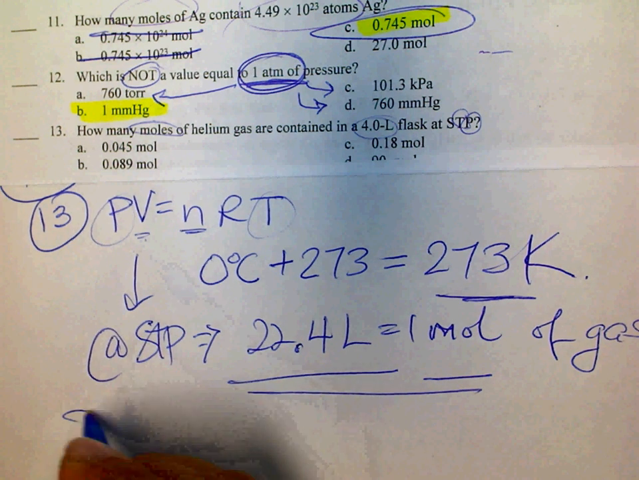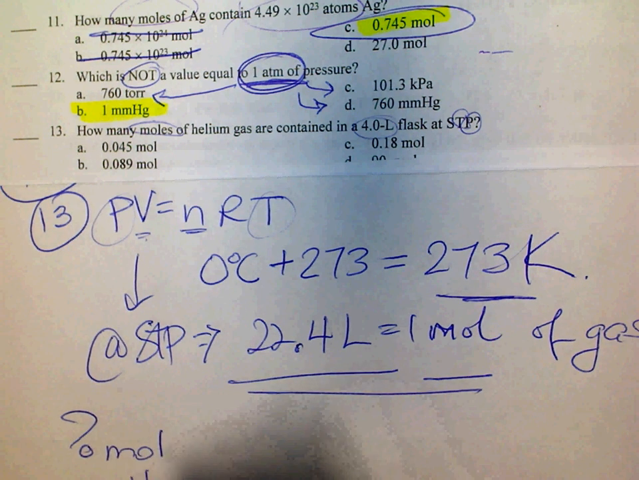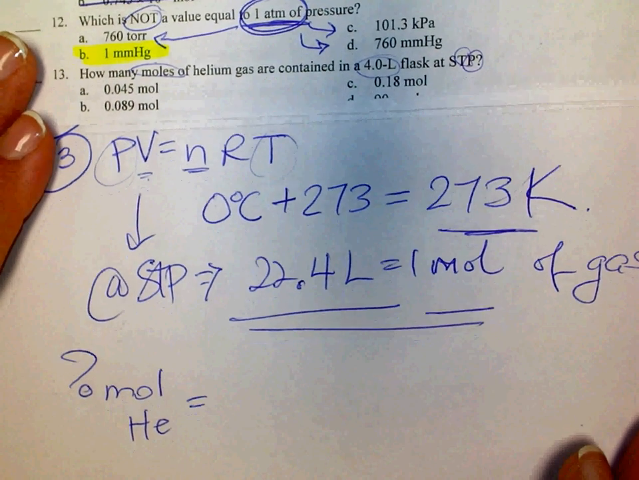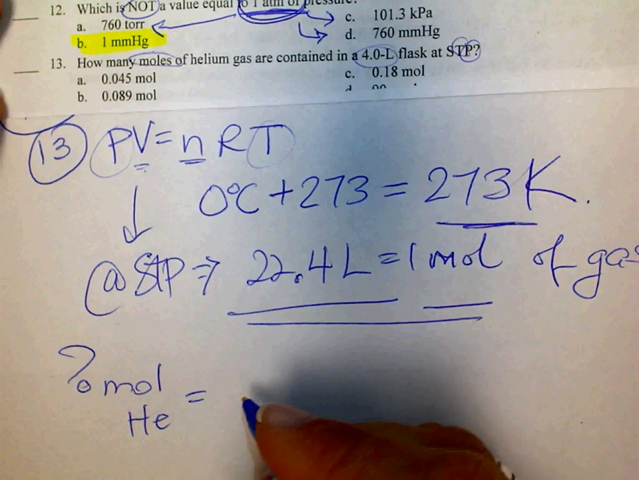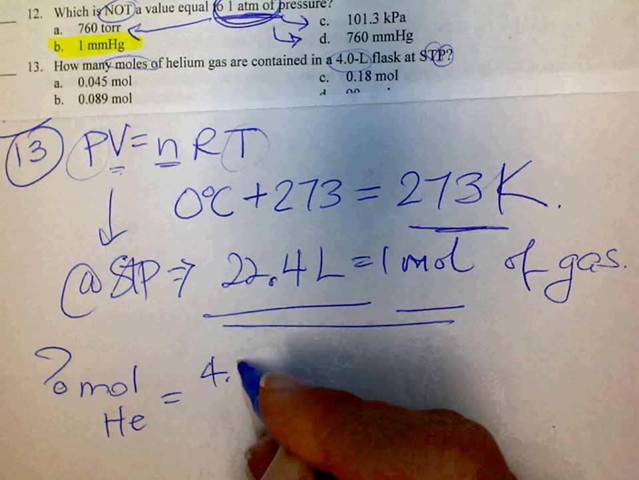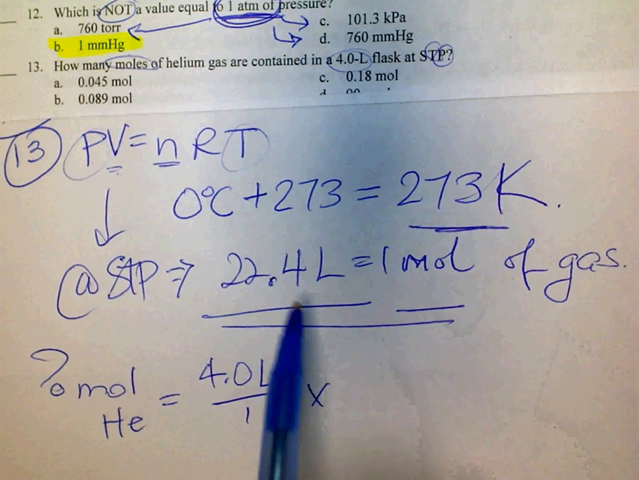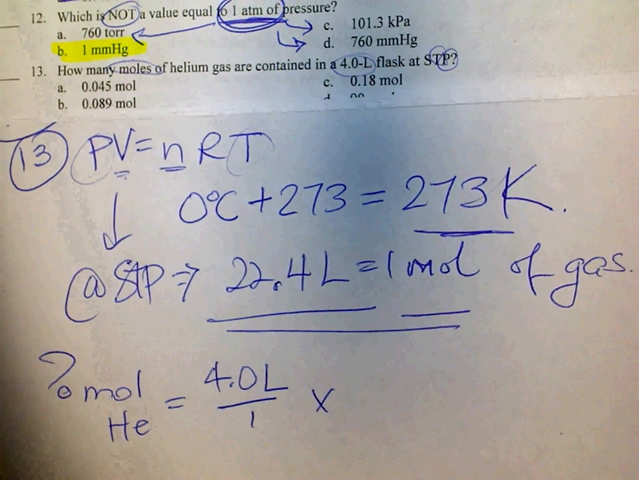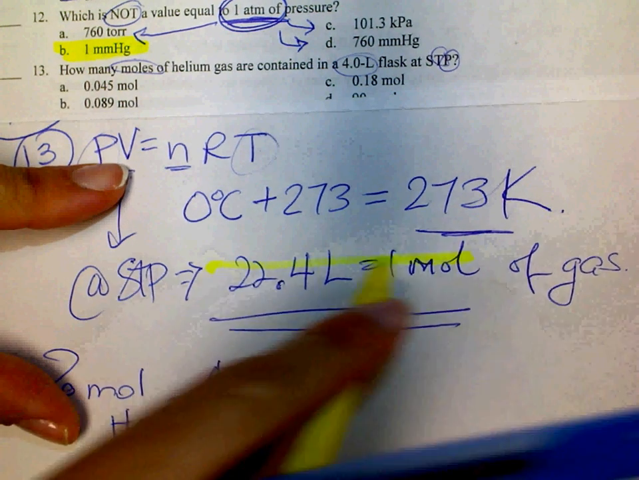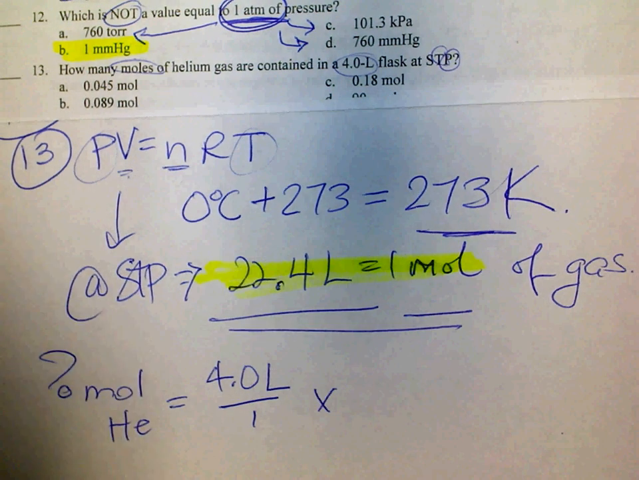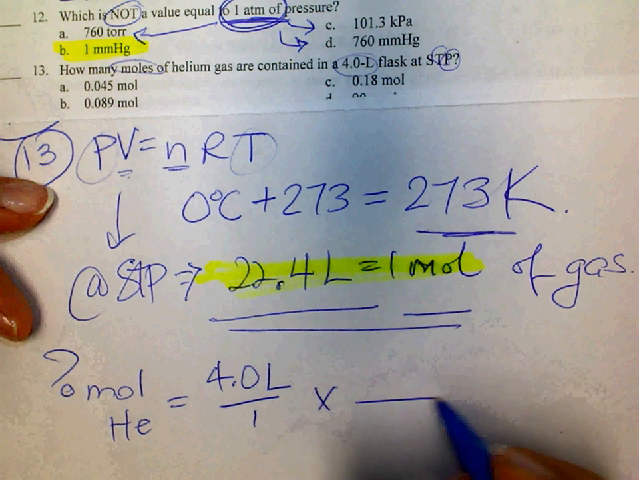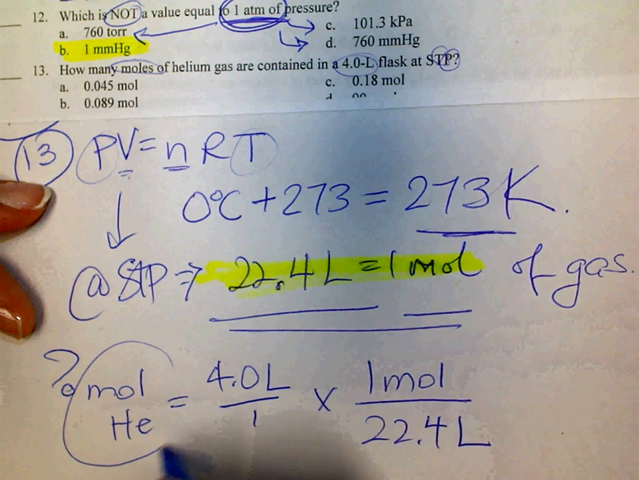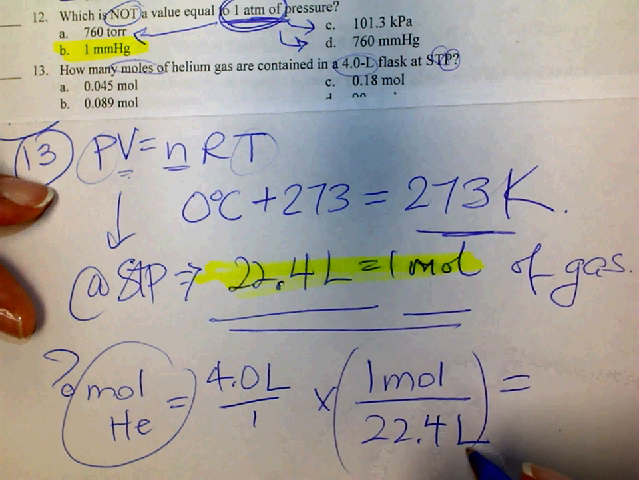13. How many moles of helium gas are contained in a 4-liter flask? Now let me tell you what, you can plug into this formula, but the shortcut is you can use this conversion factor, and won't that save you some time? Yes. What we can do is say, all right, let's put liters in the denominator, moles up here. This is a one-step conversion factor problem.